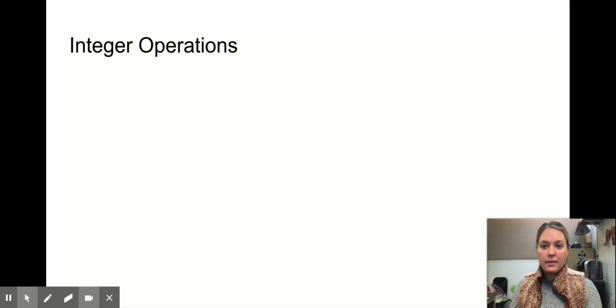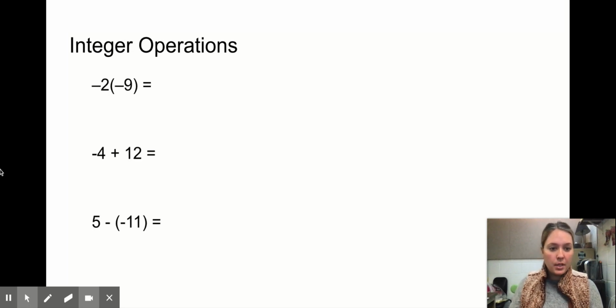So the first objective, integer operations. Here's 3 examples that you could see. So looking at the first one, -2 times -9. What do you get? You get a positive 18. Remember the smiley faces. The eyes are both negative, which means it's a happy face, which means it's going to be a positive number. Negative times a negative is a positive number. So we get positive 18.